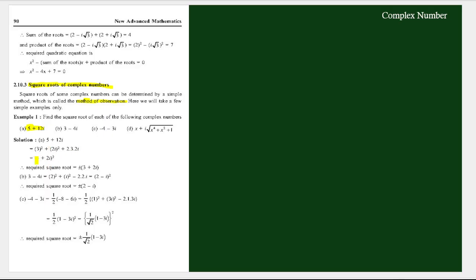In order to find the square root, we have to make it into a square, either a plus b whole square or a minus b whole square. So one is 5 and this is 12i. This 12i will obviously be the middle one, a plus ib or a minus ib. This will be your 2ab.